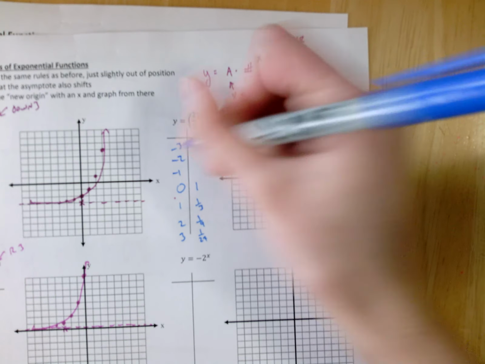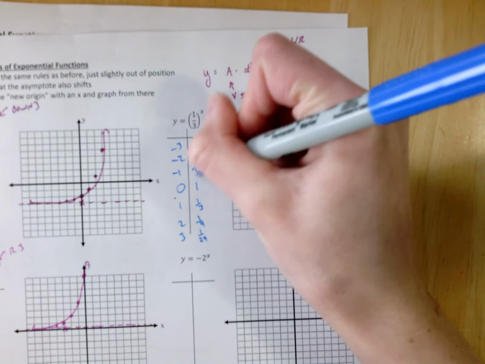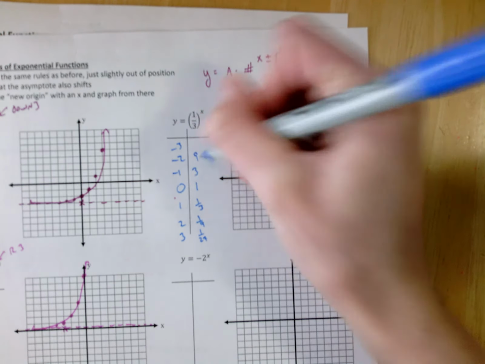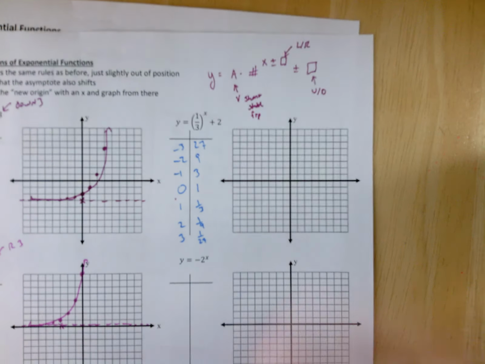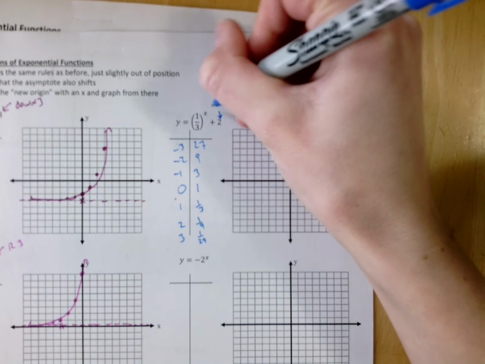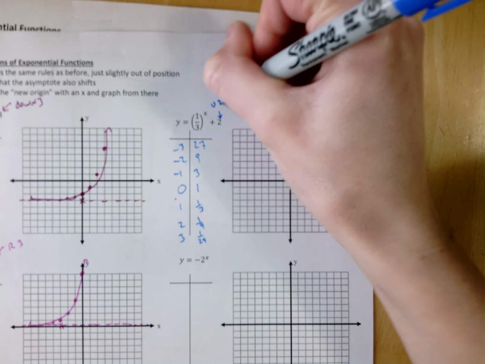These are just going to be flips. So if this is 1/3, that's 3. If that was 1/9, that's 9. If that was 1/27, that was 27. Okay, so there's our little table of values, and then this guy right here, that is an up 2.